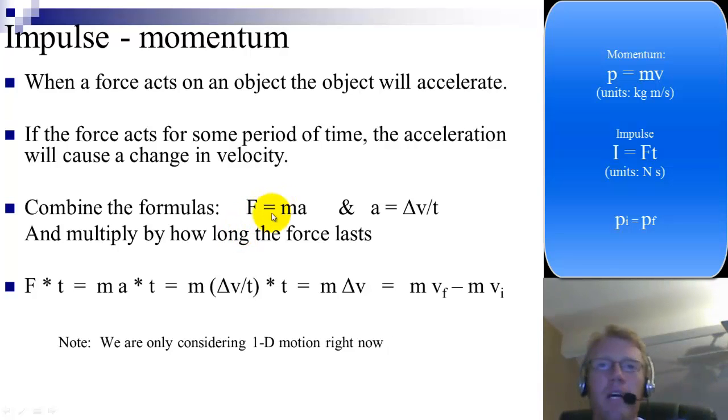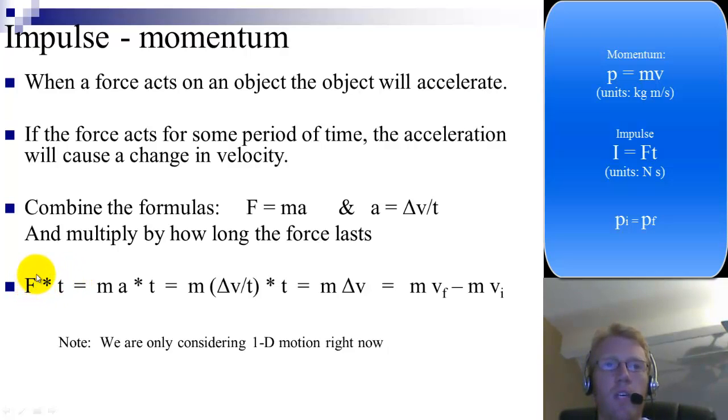And so we can combine F equals ma to relate the forces with our definition of acceleration. Acceleration is change in velocity over time. And we can find a relationship between the force that we apply and how much the velocity will actually change. So just a simple plug-in here. And then if we multiply both sides by t, then t will cancel out and everything looks fantastic.